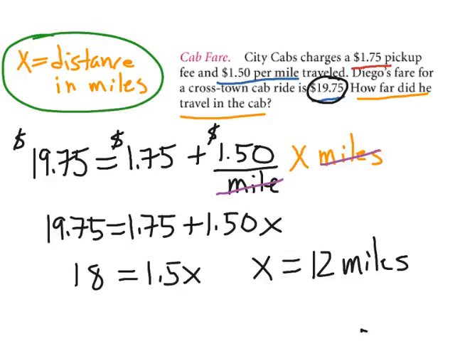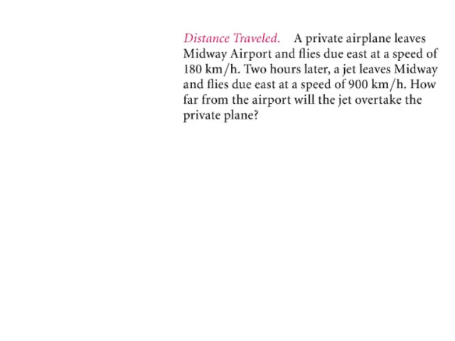Alright, let me load up another word problem here. Alright, this is a very typical type problem people think of when they think of math word problems. A private airplane leaves Midway Airport and flies due east at a speed of 180 kilometers per hour. 2 hours later, a jet leaves Midway and flies due east at a speed of 900 kilometers per hour. How far from the airport will the jet overtake the private plane? Alright, once again, I read my last sentence and I know what I'm looking for. How far from the airport?